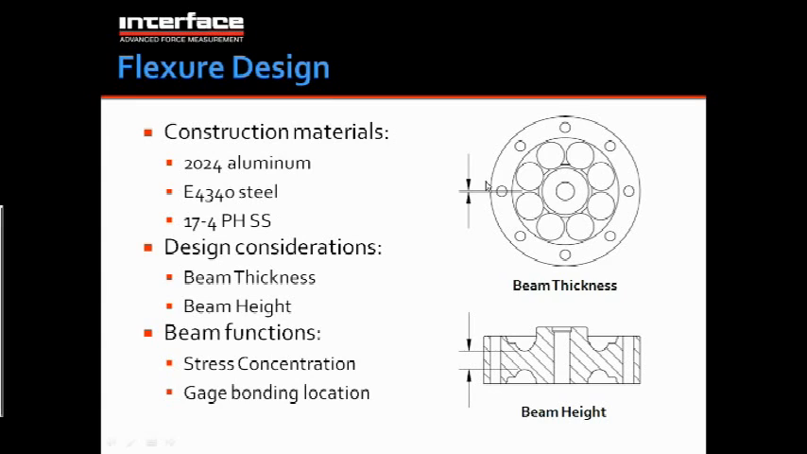And now let's talk a little bit about the flexure design, what's involved with designing one of these flexures. First, let's talk about some of the materials that we use, mainly three of them: steel E4340, we also have aluminum 2024, and 17-4 stainless steel. 2024 aluminum is typically used for low-capacity applications. I want to say in the range of about 2,000 pounds and lower. E4340 steel is used for higher capacity applications, which go from anywhere between 5,000 pounds and higher, all the way up to 1,000,000 pounds.